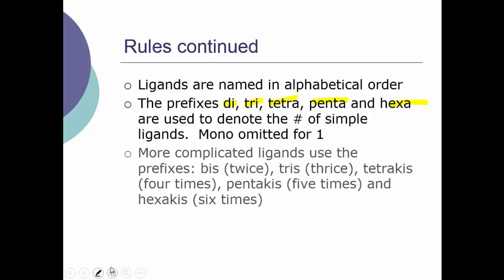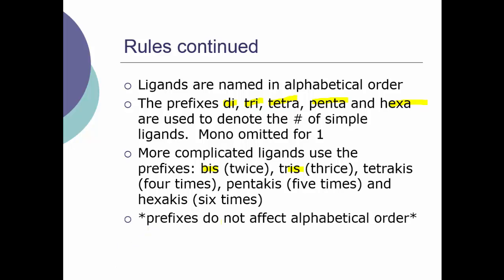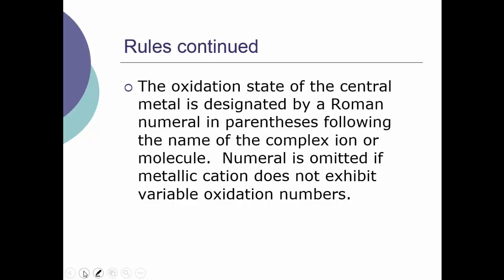Okay, more complicated ligands use some of the other prefixes like bis for twice, tris for thrice, tetrakis for 4, pentakis for 5, and hexakis for 6. And we'll see some of those examples so that we can differentiate between these. Now, the prefixes do not affect the alphabetical order. Okay, so the ligand names themselves are in alphabetical order, but the prefixes do not change the alphabetical order for those.